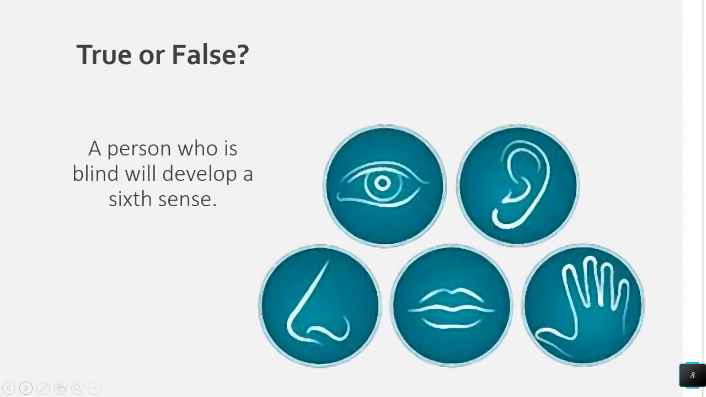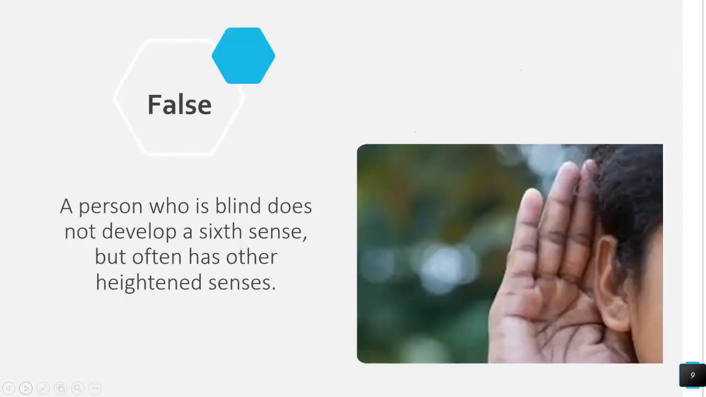True or false? A person who's blind will develop a sixth sense. This is also false. A person who is blind or has a visual impairment does not develop a sixth sense. Because individuals with visual impairments cannot rely on vision, they must rely on their other senses. So for example, a person who is blind may have a more acute sense of hearing and may use echolocation by clicking their tongue and listening to echoes in order to allow them to differentiate things in the environment, such as cars or a wall within a room.